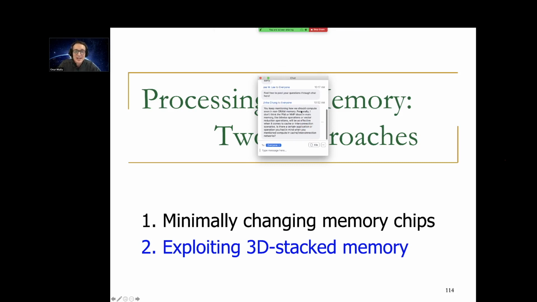You keep mentioning how we should compute even in non-DRAM memory. Personally, I don't think the PIM or NMP ideas in main memory, like bitwise operations or vector reduction operations, will be as effective when it comes to cache or interconnection scenarios. Is there a certain application or operation you had in mind when you mentioned computing in cache or interconnection networks?